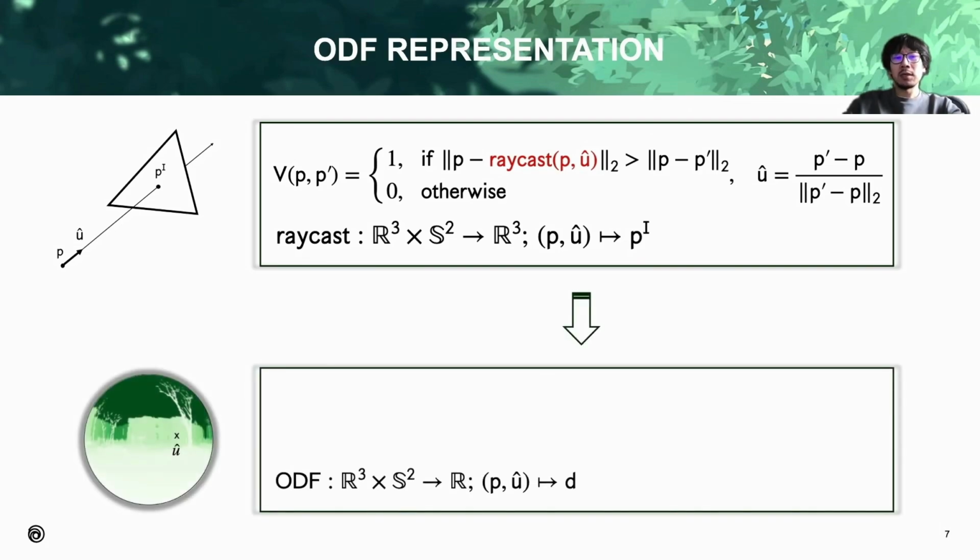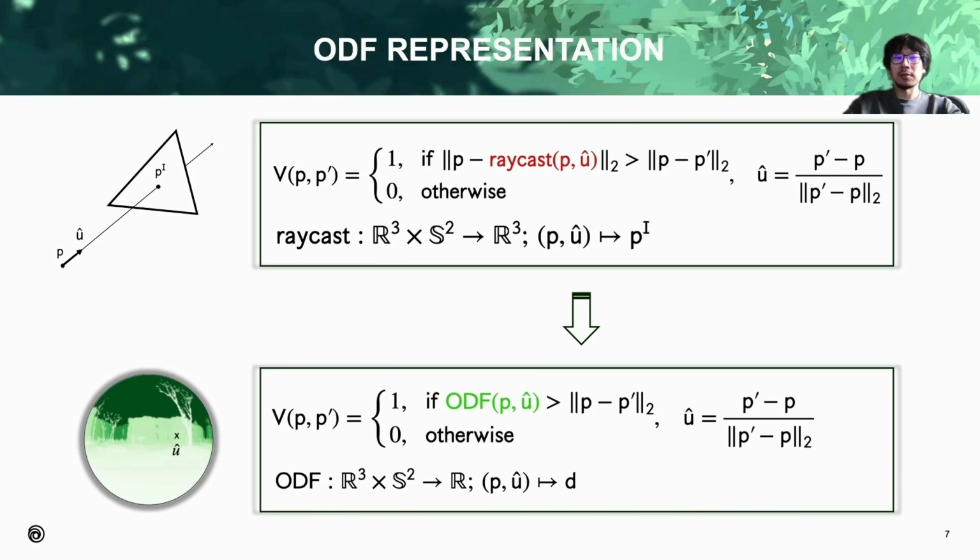On the other hand, the ODF is a function that takes the source position P and the direction U as input and directly outputs the depth. Thus, the visibility can be computed by comparing the ODF output and the Euclidean distance.